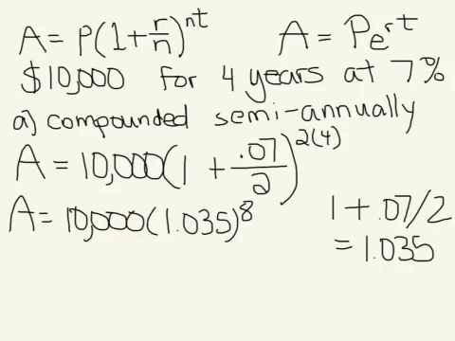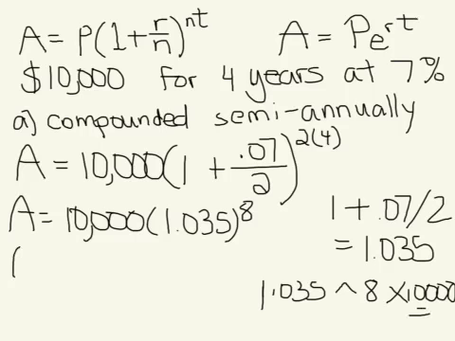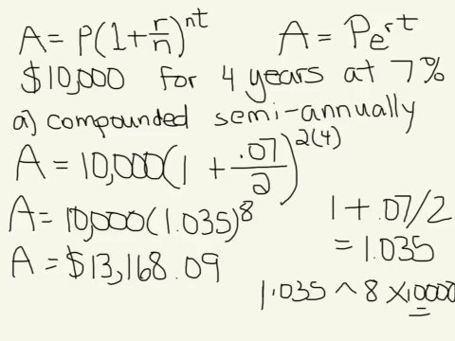So it would look like this on your calculator. 1.035 is probably already on your screen. You could just leave it there. Use your exponent button, might look like this, to the 8th, and then times 10,000. And then just press equals, and you should get the amount at the end of 4 years in your bank account is $13,168.09. It says round to the nearest cent, so you definitely want to double check and make sure you're rounding correctly.